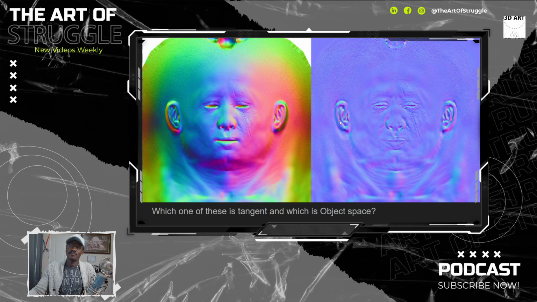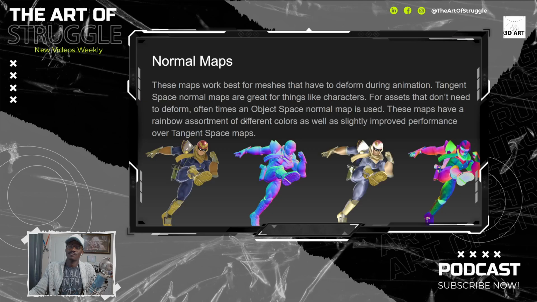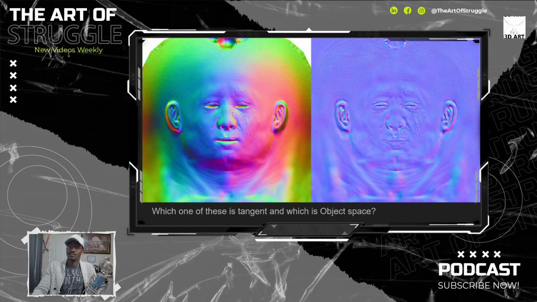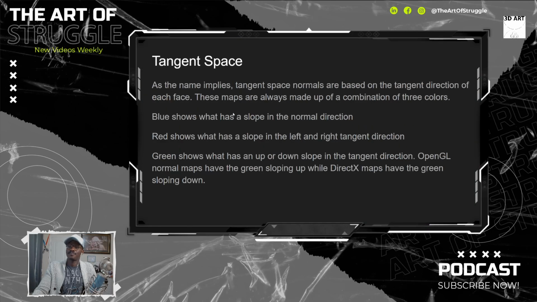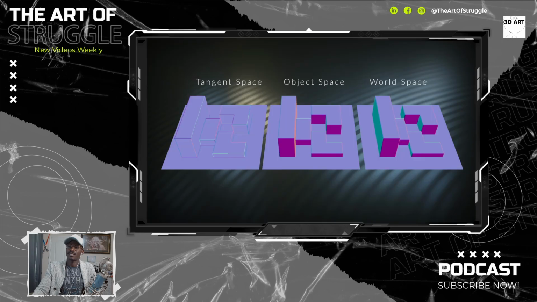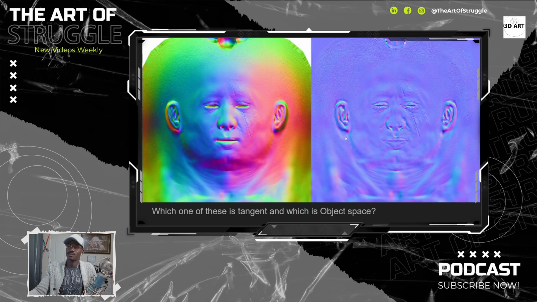The left one is the tangent one. You saying this one or this one? The left one. This one is tangent? Yeah. Actually, it is this one. This is tangent space. Oh. Yeah, this is tangent space. This one is the purples and blues, right? This one is more of a world space map.